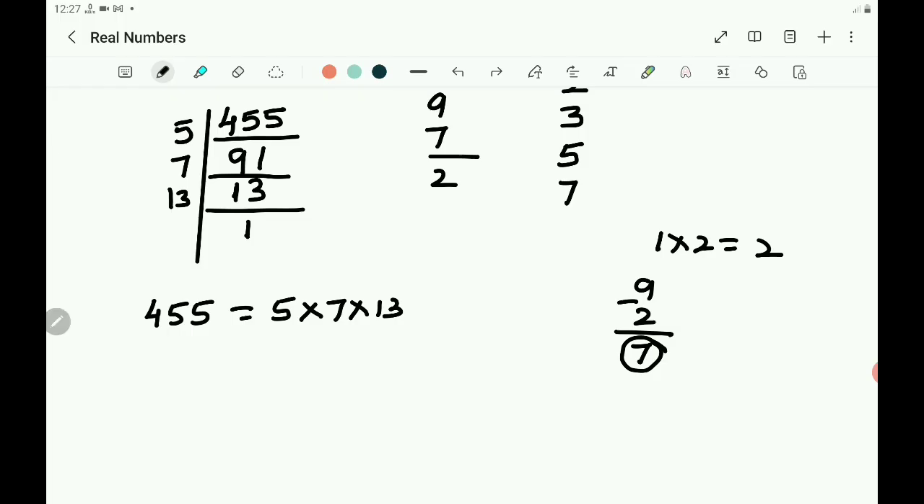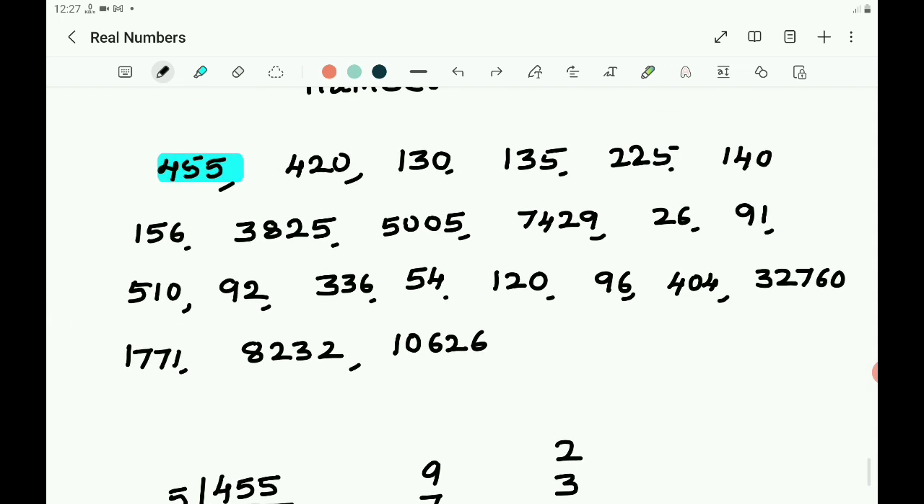So what are the factors of 455? 455 is equal to 5 into 7 into 13. This is the prime factorization of 455. Here we expressed 455 as a product of primes 5, 7 and 13. Then you take the next composite number 420.